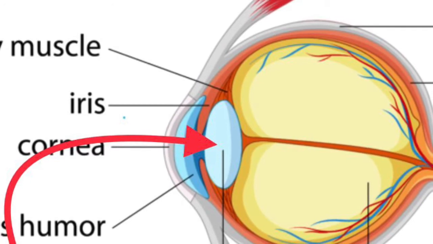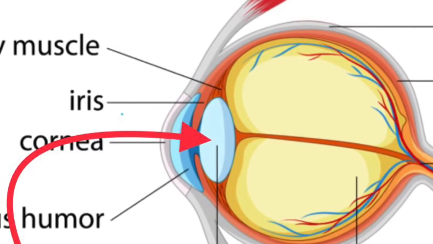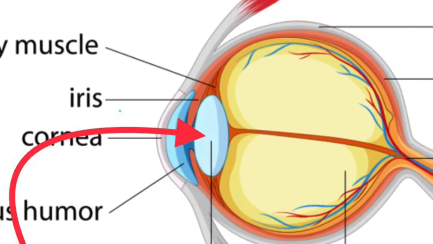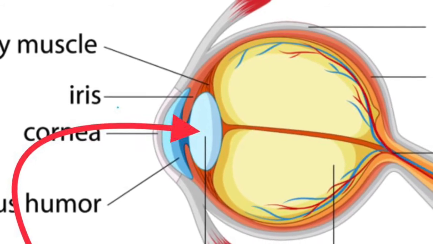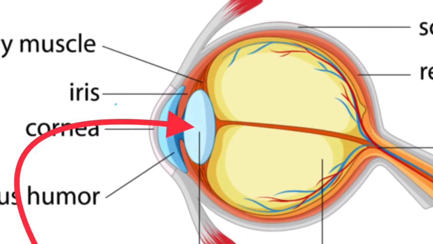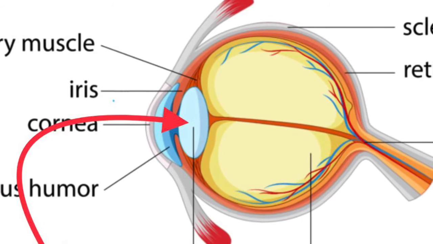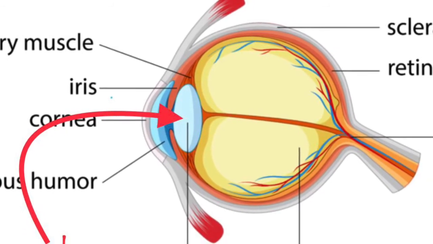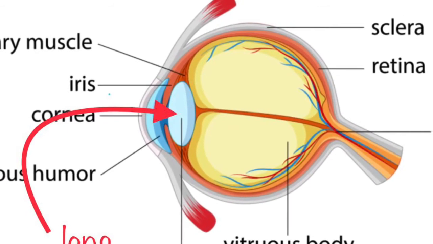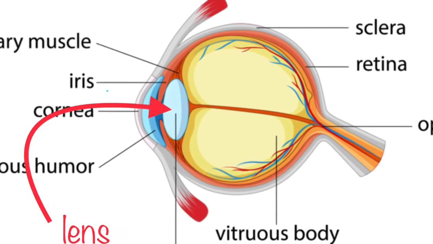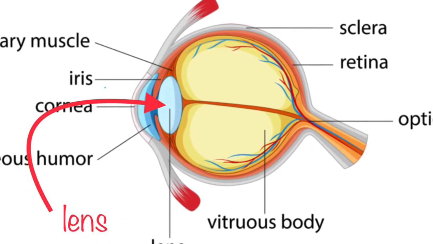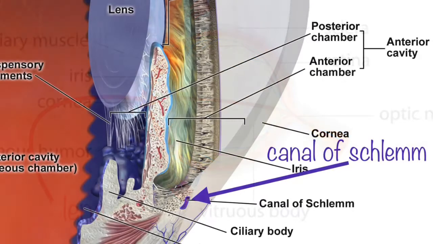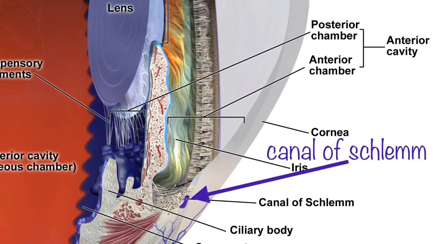Next up is the lens. This is the transparent structure in the eye that focuses light by changing its curvature. It gets thicker or thinner, and it's located behind the iris. So when the lens gets thicker, it focuses at near to converge rays of light to work at a closer distance. Next up is the canal of Schlemm.